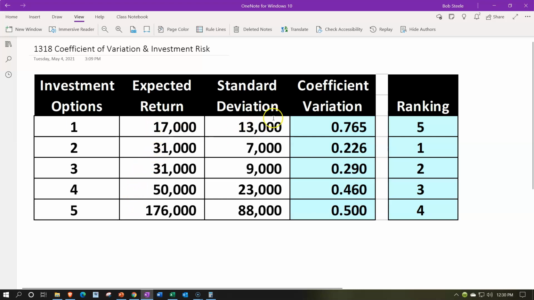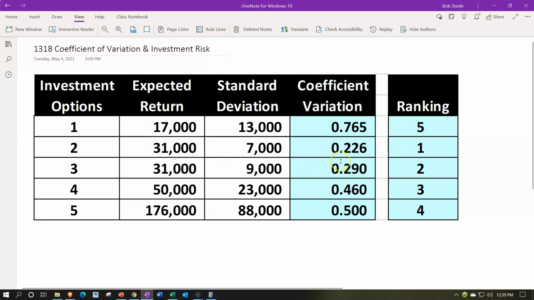So if I didn't have anything on the coefficient of variation, I wasn't looking at risk at all, and I was simply looking at return, then of course this one would be the best, and then these two are the same, and then this one up top, the 176,000, in other words, then the 50,000, then there's 2 for 31,000, and 1 for 17,000 would then be last.